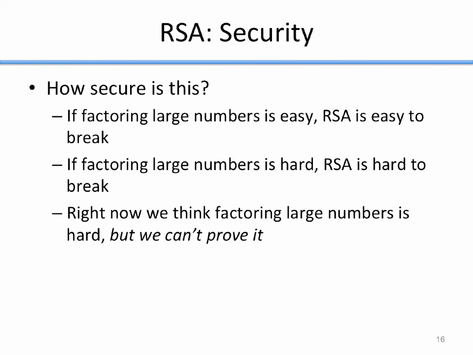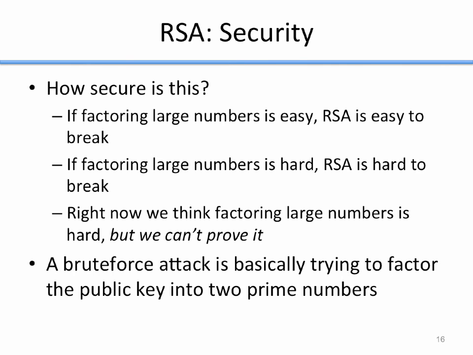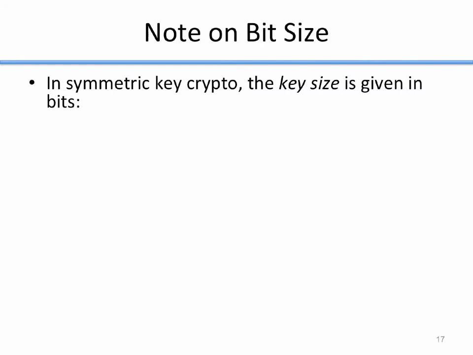But right now, we have strong reasons to believe that factoring large numbers is hard. But we can't prove it. There's no mathematical proof demonstrating that factoring large numbers is actually computationally hard. We strongly suspect it. There's lots of reasons to think it might be true, but we don't have a formal mathematical proof. Which means that if tomorrow somebody announces that they found an easy way to factor large numbers, modern cryptography is in a lot of trouble. So in this case, if you're trying to brute force RSA, you're basically trying to factor the public key into two prime numbers, which is hard and slow.